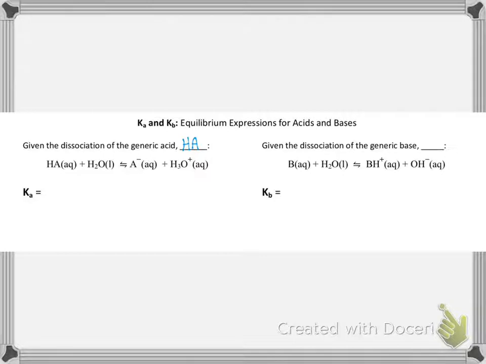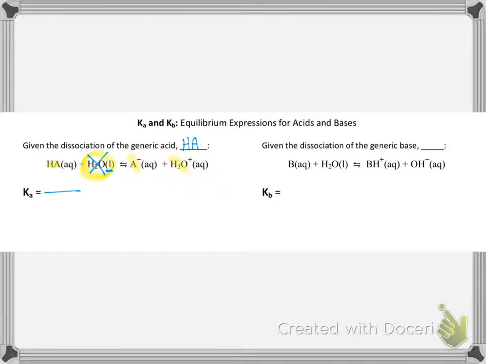So our generic acid, of course, is HA. So in a dissociation reaction, all that means is take your acid, add it to water, and show what happens. Well, notice your water, of course, is a liquid, yummy liquids, which means it is not included in our equilibrium constant expression. But the ions that are produced are definitely included.